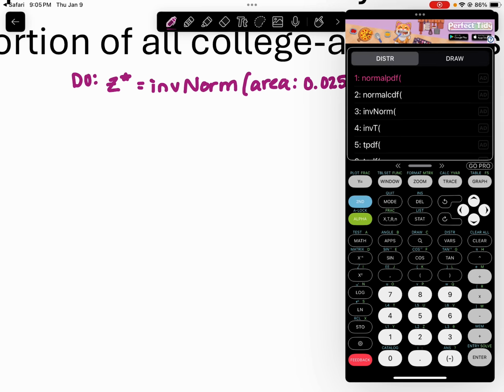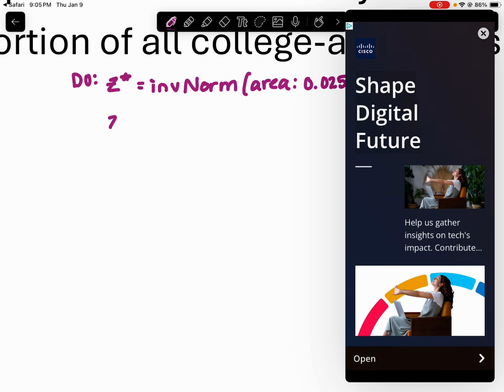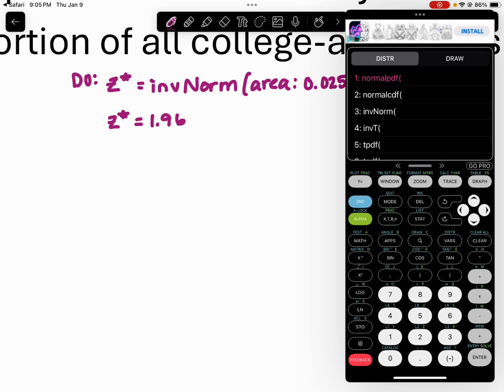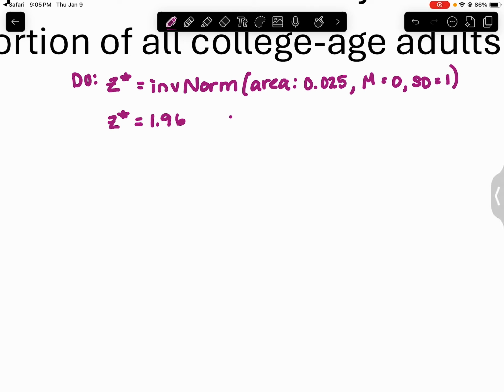So second vars, number 3. Of course, I get an add, so we're just going to go through. I already know what this value is. It's the same value we got earlier, but it is going to be 1.96. Okay, we'll type it in here just so you can see. 0.025, comma 0, comma 1. There we go. Just rounded the 9599 to 96.